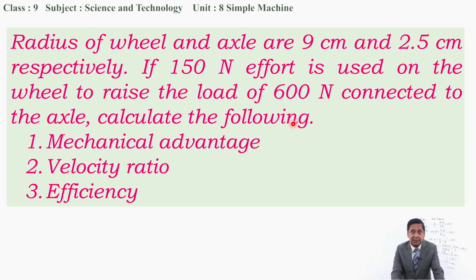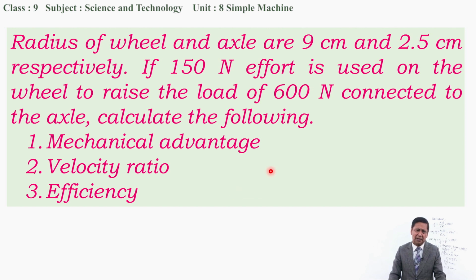I'm not going to solve this because you can solve this very easily. The method of solving this numerical problem I'll tell you. This numerical problem is easier than this one. The radius of wheel and axle are 9 centimeter and 2.5 centimeter respectively. If 150 Newton effort is used on the wheel to raise the load of 600 Newton connected to the axle, calculate the following: mechanical advantage, velocity ratio, efficiency.